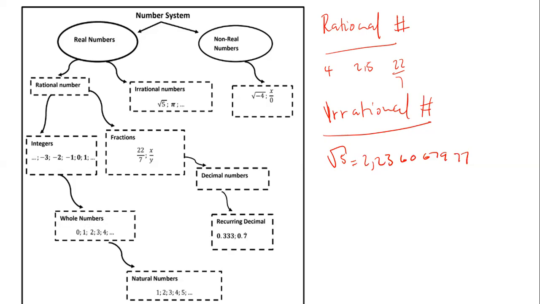Like I said, a rational number is a number that terminates. An irrational number is a number that does not terminate. It is crazy, meaning it is irrational. When someone says you are irrational, they mean you are crazy. Another example of an irrational number is pi. We know when you punch it on your calculator, it's 3.14 something.